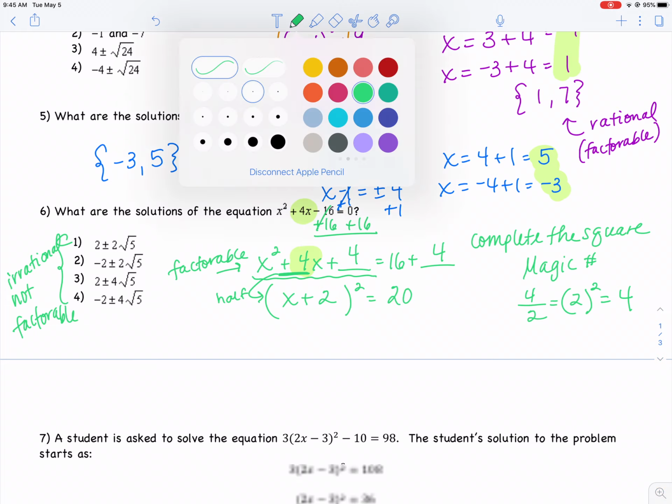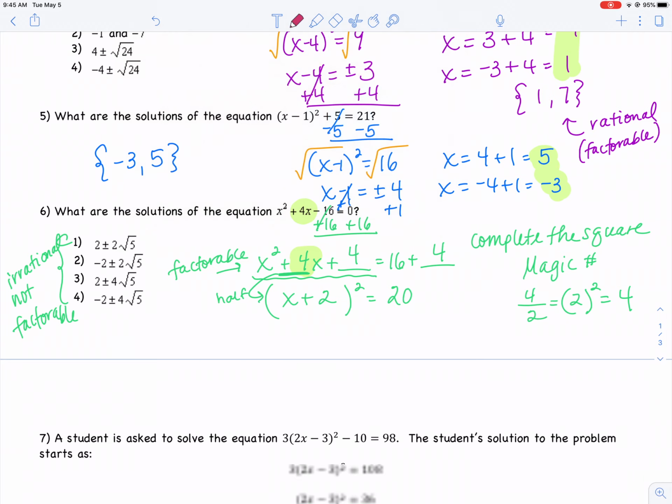So now when I take the square root of this side and this side, I get x plus 2 equals plus or minus, you can break down 20. Don't tell me 10 and 2. That doesn't make sense. Neither are perfect squares. 4 and 5 are your two numbers because 4 is the perfect square. So that becomes x plus 2 equals plus or minus 2 rad 5.